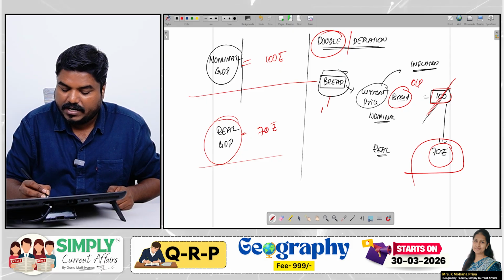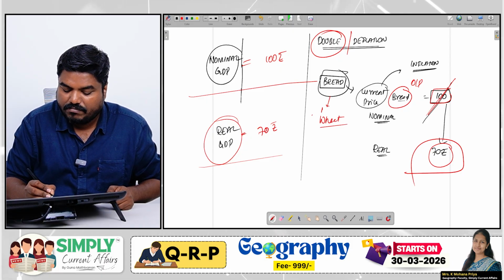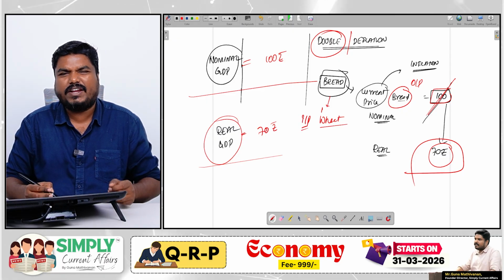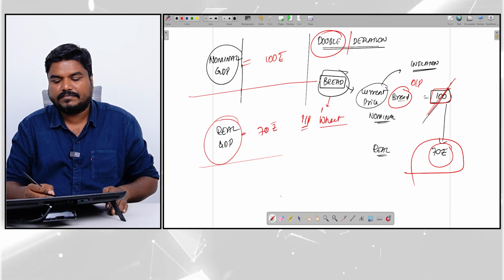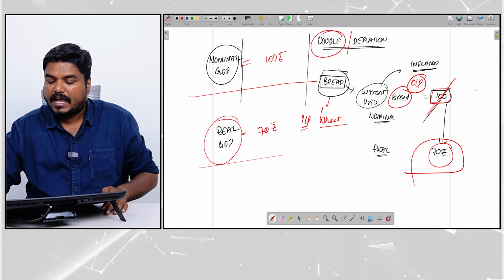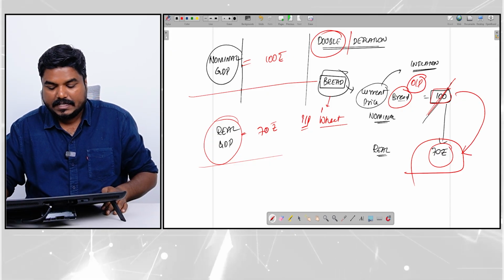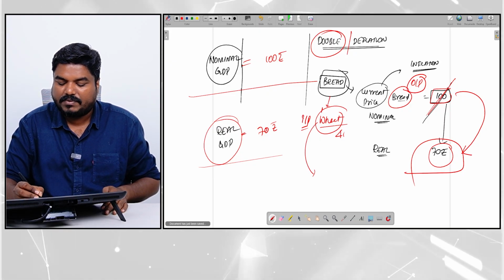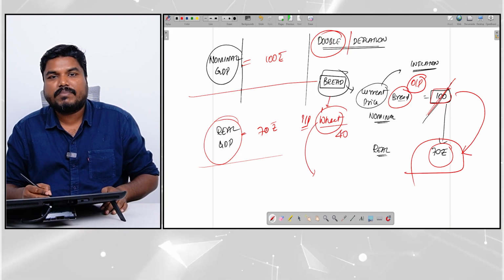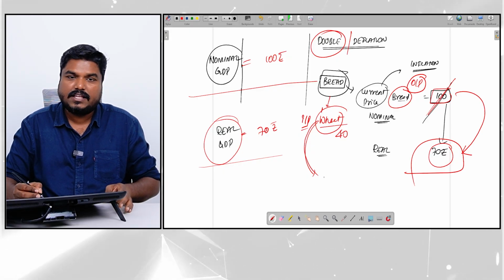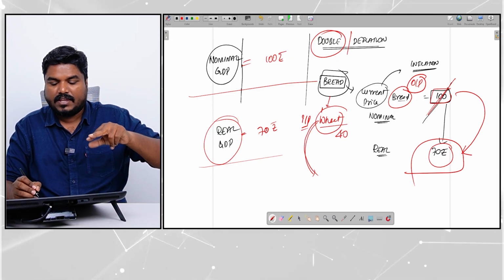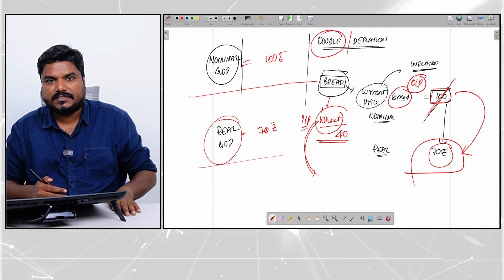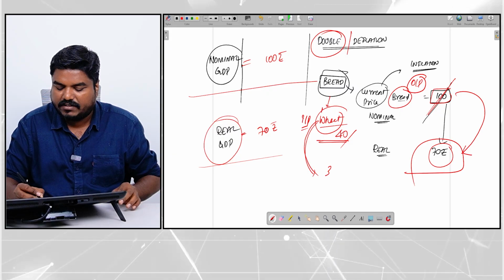The input for the bread is wheat. Yes or no? The input for the bread is wheat or maida, whatever. I am assuming wheat. Output is bread. I am adjusting the output price. Similarly, why not adjust the input price also? Let's assume wheat price is 40 rupees per kg. Adjust the wheat price for inflation. That also you adjust. So while adjusting it, I am getting 35 rupees, assume.